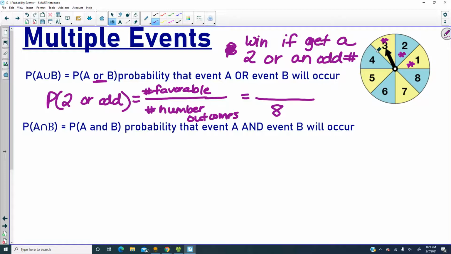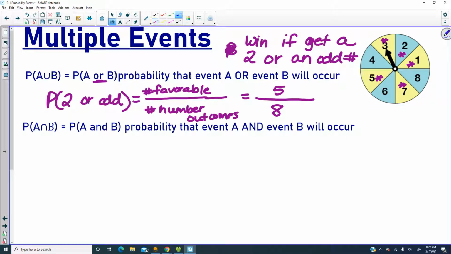Let's see. 4 is not 2 or odd, but 5 is odd. 6 is not 2 or odd, but 7 is odd. And 8's not 2 or odd. So there are 1, 2, 3, 4, 5 sections that I could land on that would either be 2 or odd, and then I have a 5/8 chance of winning this game.